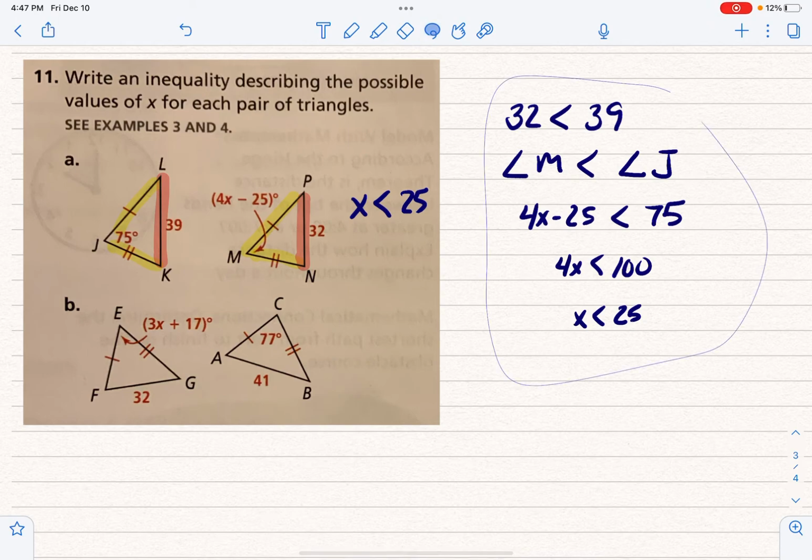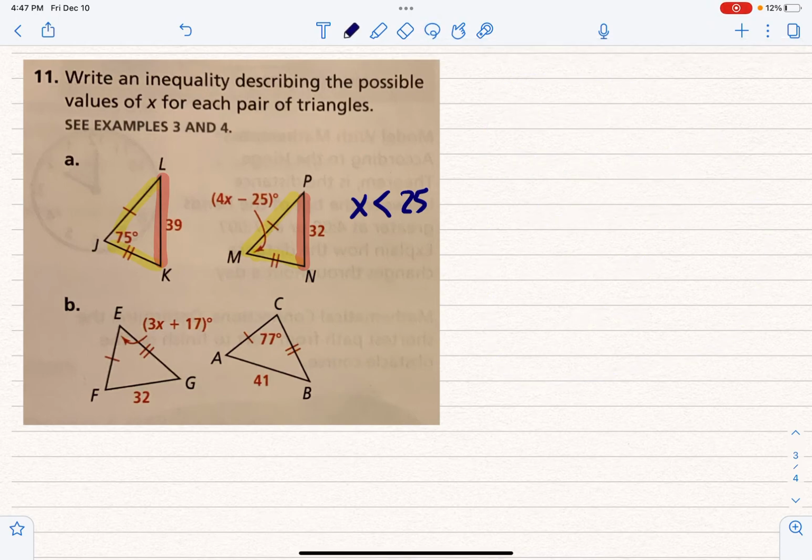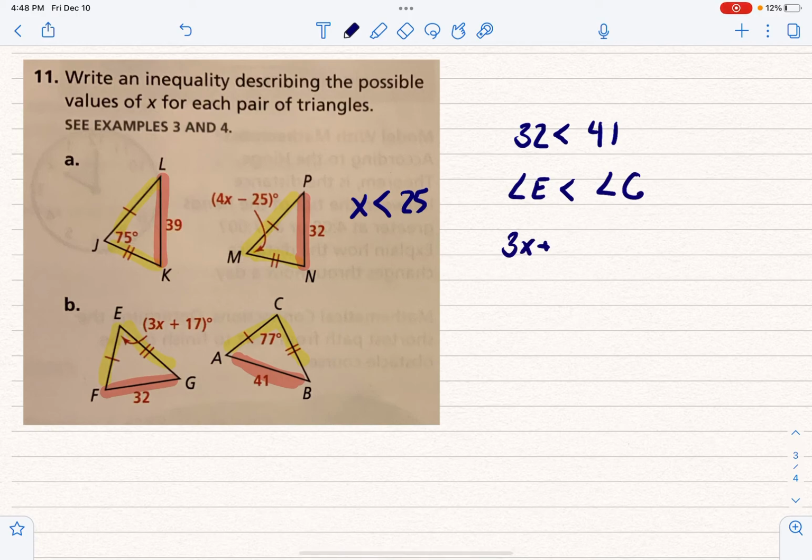Okay, this other one, very simple and very similar. Again, we're just looking at going, okay, those two sides are going to these two sides. So it all comes down to that third side. This one's smaller than this one. So again, I know that 32 is less than 41, which would mean that angle E is smaller than angle C, which means that 3x plus 17 is less than 77. You can subtract 17 from both sides and get 3x is less than 60. Divide by 3 and x is less than 20. Pretty simple. So for this one, x is less than 20.